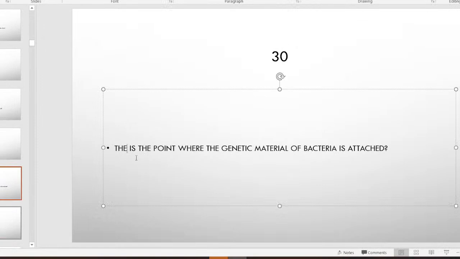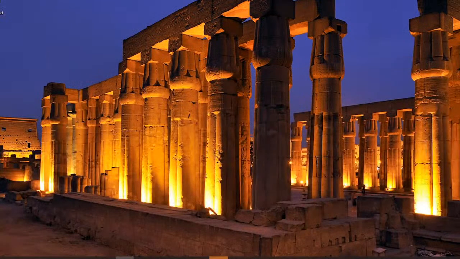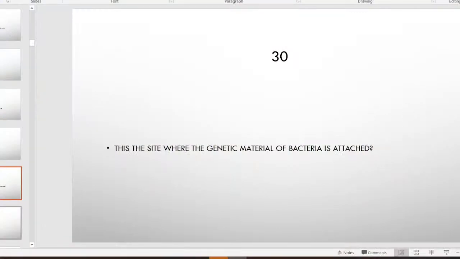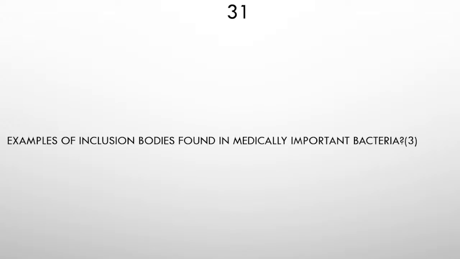So I'll edit this one because I think this was a typo. This is the site. The grammar is not good. I was still an intern when I created this one, when I started making these slides. So please bear with me, when I was still a youngster. The grammar wasn't good back then. All right. This is the site where the genetic material of bacteria is attached. So, mesosome. But don't worry, it's still relevant. I took the time to read some of the slides a couple of days ago, and yes, they're still relevant to today's lecture.